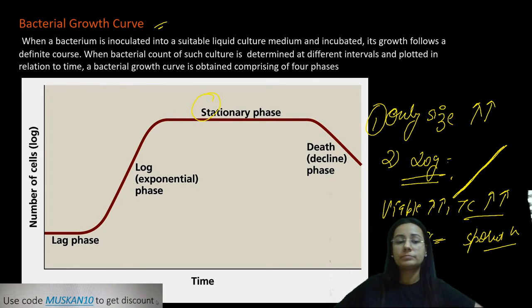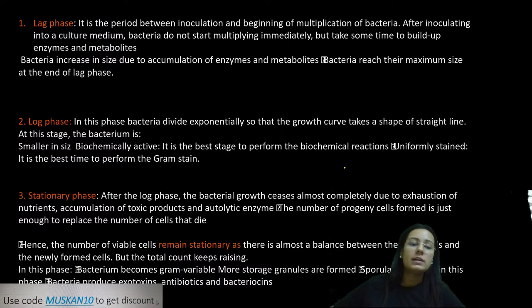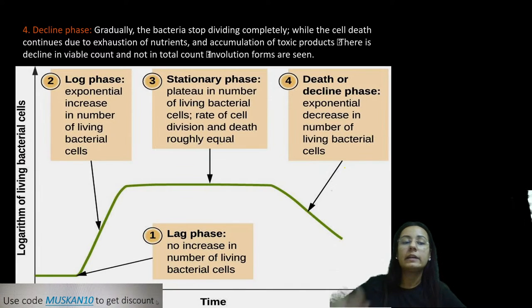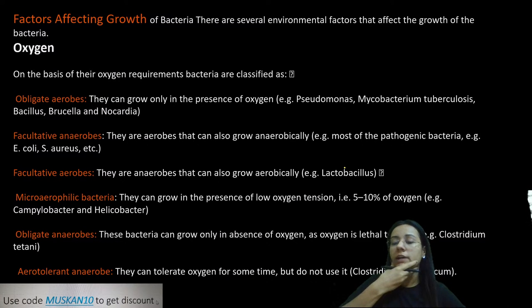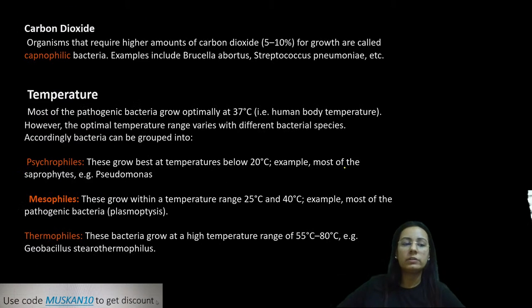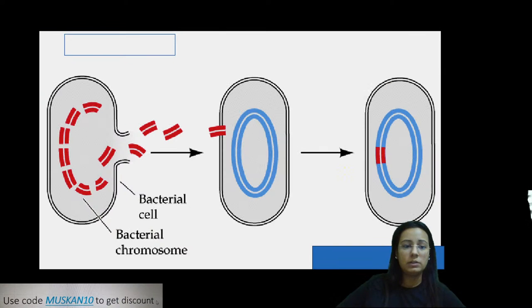Okay, now next is the death phase or the decline phase, where the total count will increase although, but the viable count will decrease and the dead count will increase. So this was the basic: the lag phase, no increase in number, only the size will increase; log phase will increase the number; stationary phase, equal dead and viable; and in death phase, dead cells will be more. We will not go into the factors affecting growth in detail right now.